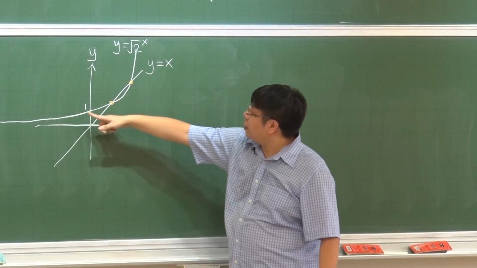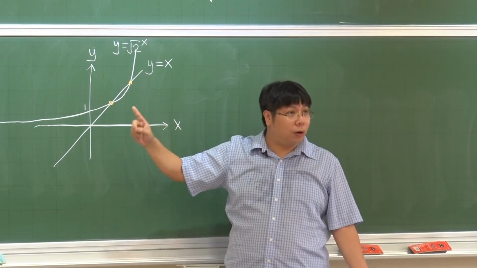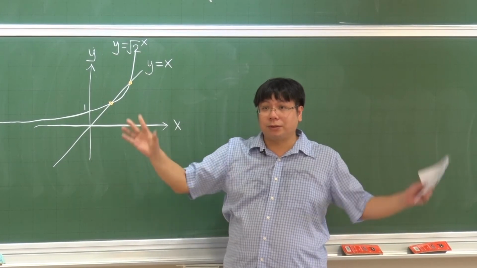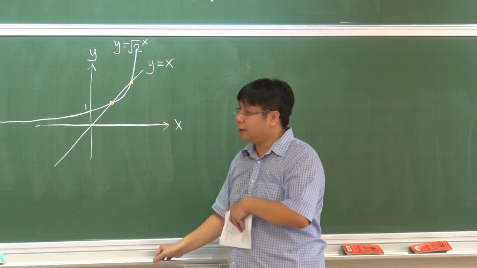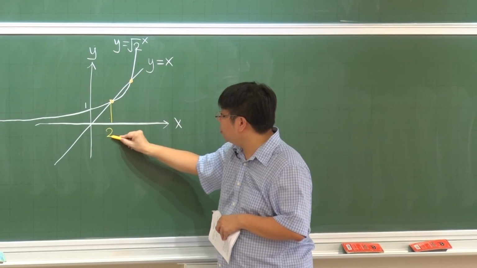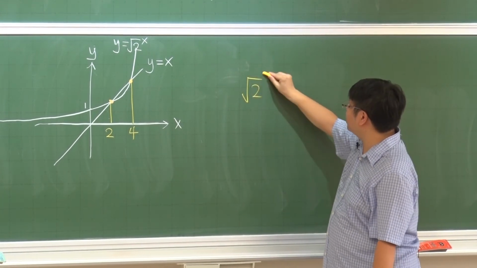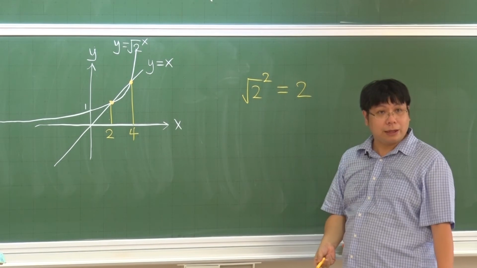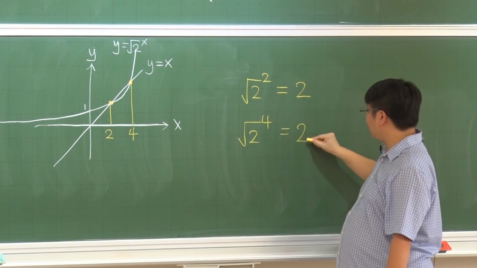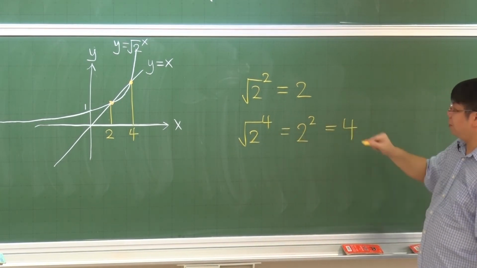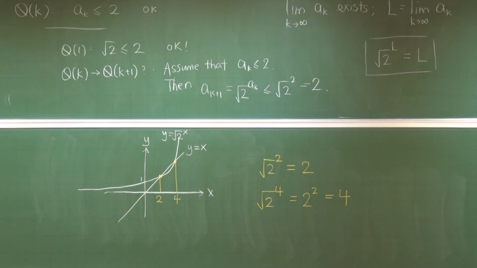Now there are actually 3 different cases that can happen. One is this curve crosses the straight line at 2 locations. Or it just touches at 1 location, or there is no intersection at all. But for this case, I will tell you there are exactly 2 intersections. The first one is at x equal to 2, and the other at x equal to 4. Let's check. Square root 2 to the power 2 is equal to 2, right? And square root 2 to the power 4 is equal to 2 to the power 2, which is 4. So the value of L could be 2 or 4.